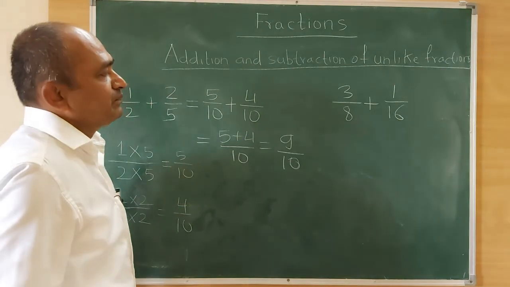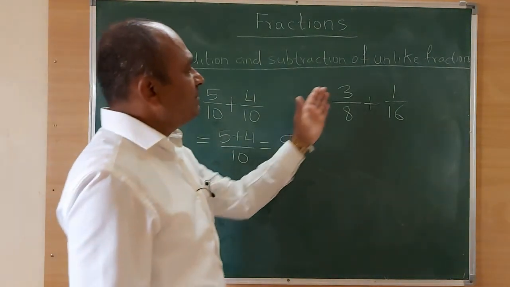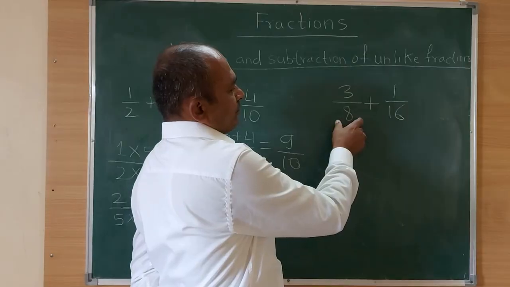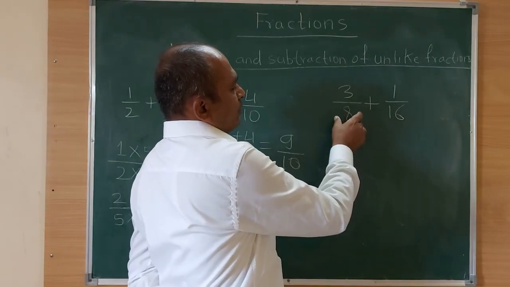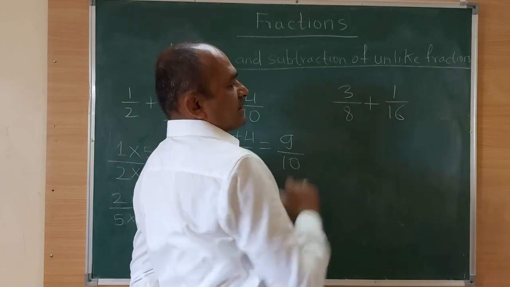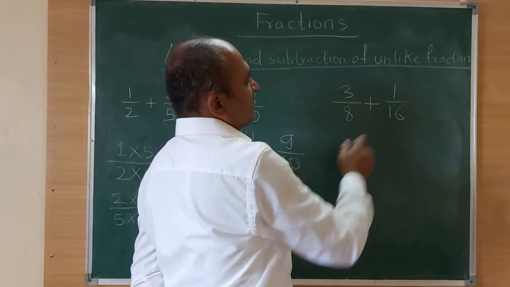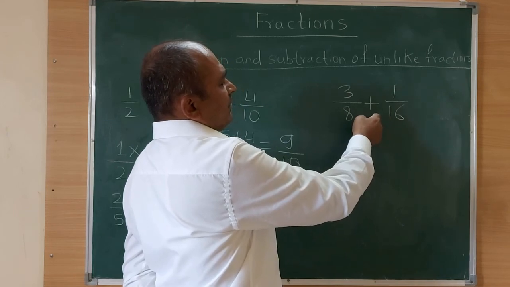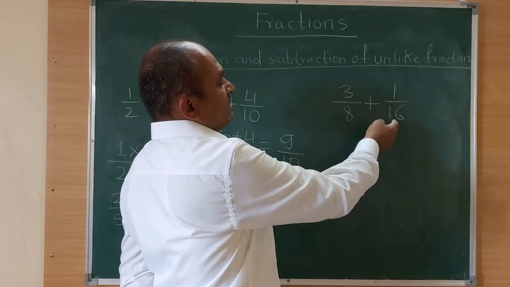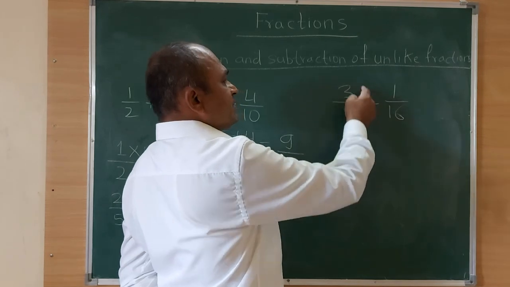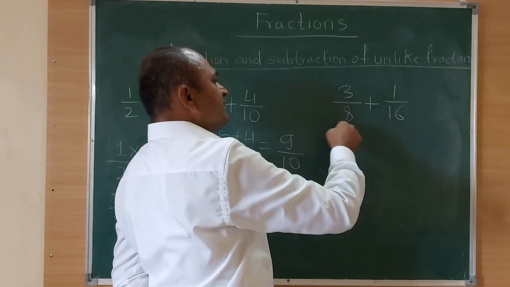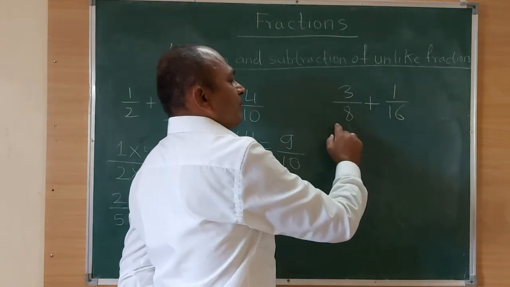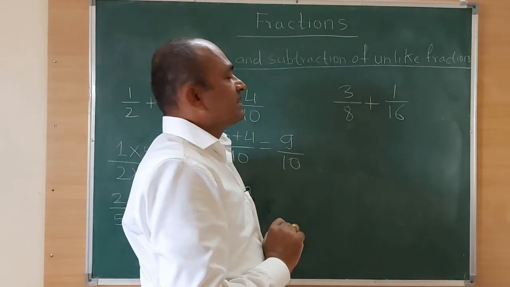Okay, now we will concentrate here. 3 upon 8 plus 1 upon 16, that 2 times 8 is 16. 2 times 8 is 16. So instead of converting 16, we will keep it as it is, only the denominator of this fraction we will make it 16. So both the denominators will be 16 here.